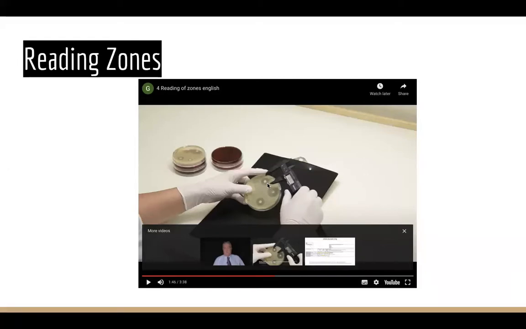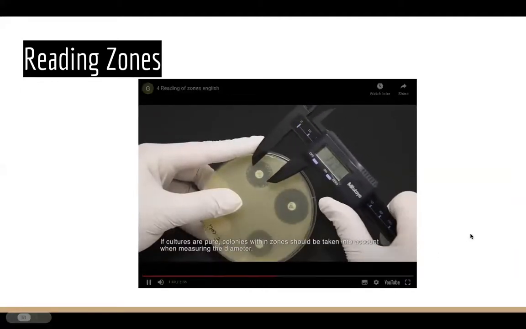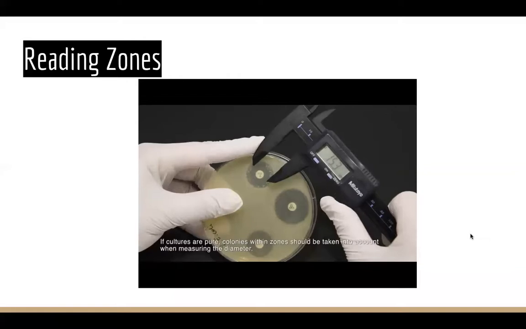But if it is a pure sample and you get colonies within zones, this often hints at sub-resistant populations of your bacteria. If you're testing for bacterial susceptibility, it might be a very bad idea to give this antibiotic to these patients. Or if you're trying to look for a new drug, this sub-resistant population will very soon cause actual full resistance, and so you very much want to avoid it. This is very characteristic. I'll talk about this in a second. If cultures are pure, colonies within zones should be taken into account when measuring the diameter.